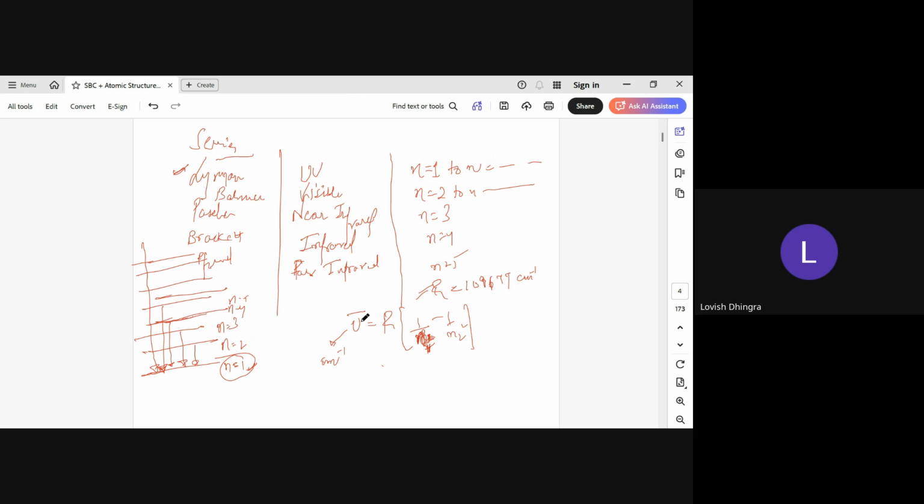Okay, so this equation was with respect to the hydrogen atom. But if it is for other ions, then the relation will be the same. Just it will be Z square into R. Z square, where Z is the atomic number, and the remaining part is the same.